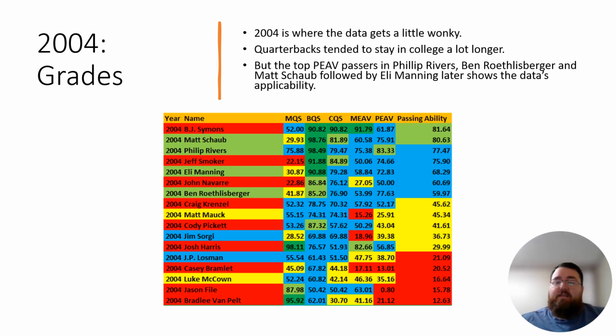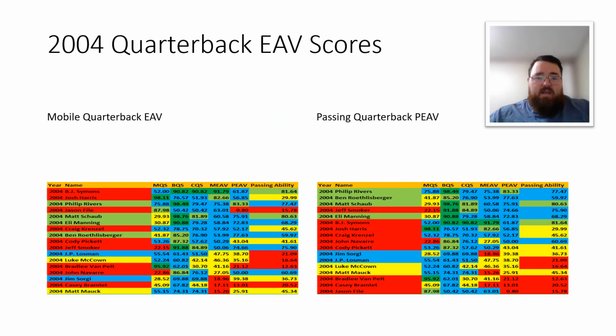2004 is where the data gets a little wonky. Quarterbacks tended to stay in college a lot longer. But I think when you look at the top PEAV passers in Philip Rivers, Ben Roethlisberger, Matt Schaub, followed by Eli Manning later, this shows the data's applicability. So taking a look at the right chart, this shows you all the top passing quarterbacks out of that draft class. Rivers, Roethlisberger, Schaub, Jeff Smoker, of course, didn't really do much, and then Eli Manning. I think that's pretty clear cut, makes sense.